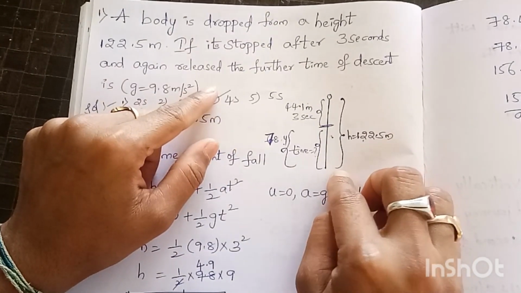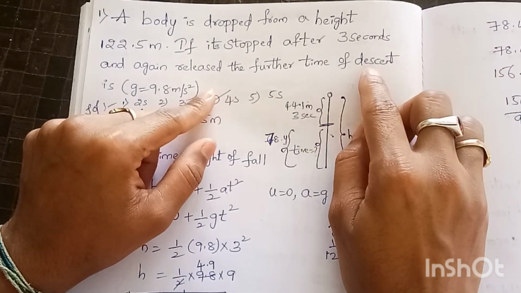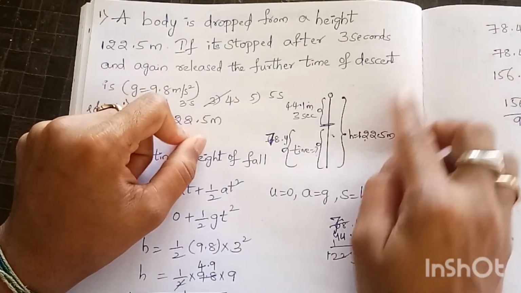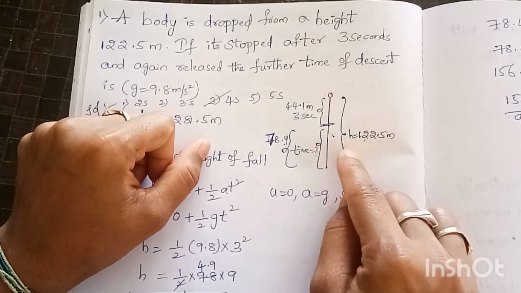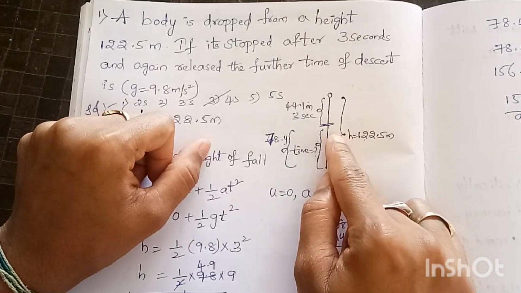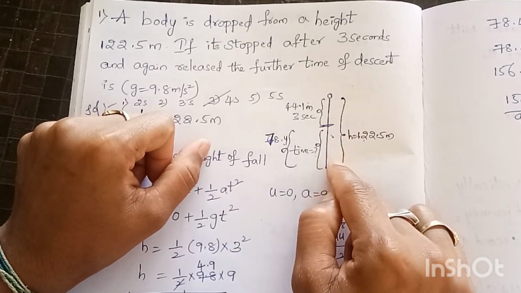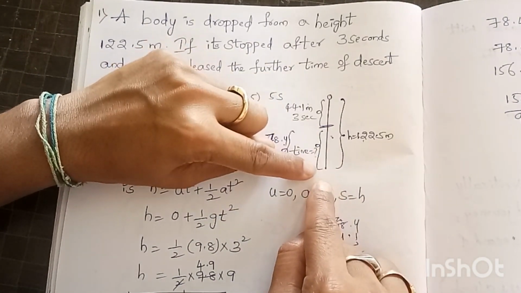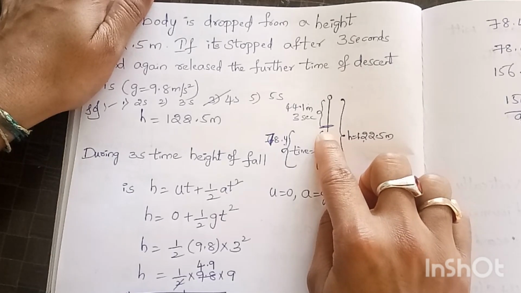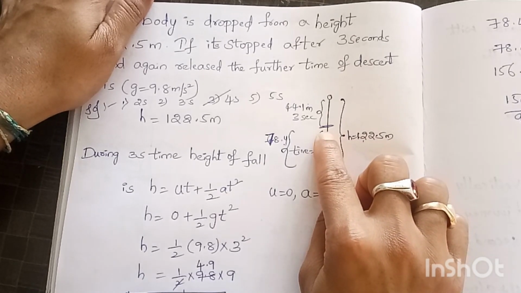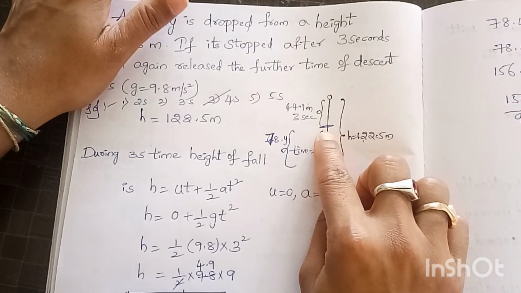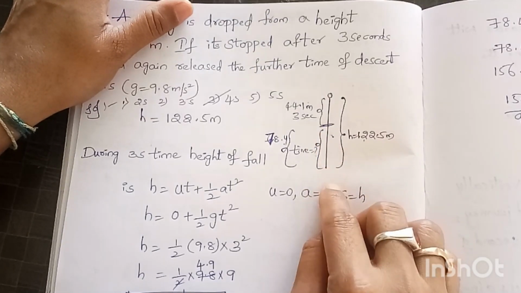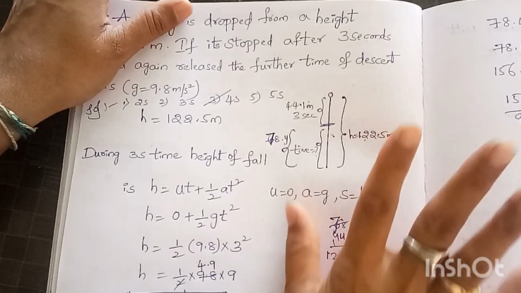So they ask us to find the time of descent when it is released again, the further time of descent. They ask us to find the time taken by the remaining distance to reach the ground. For the 3 seconds the body is stopped, and they ask us to find the remaining time taken by the body to reach the ground after stopping.